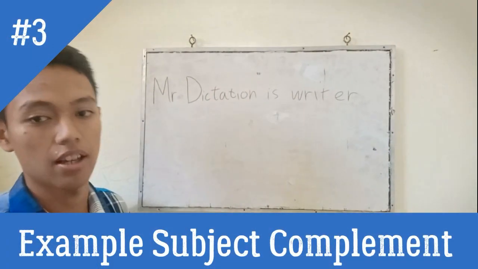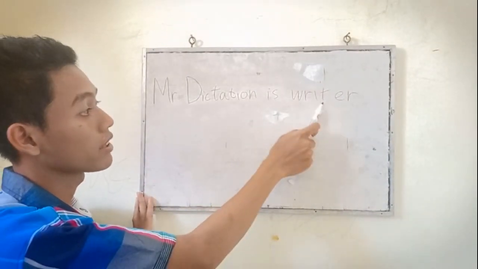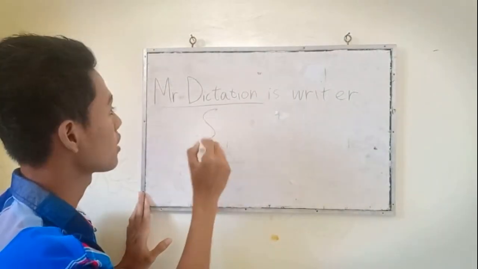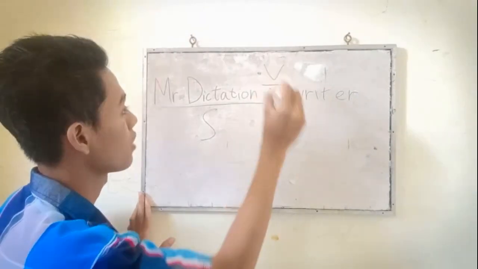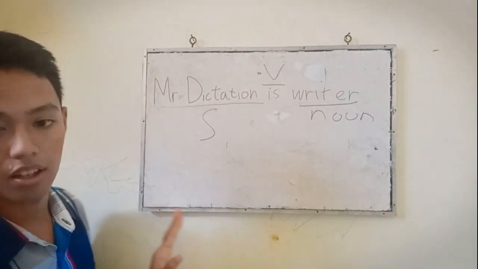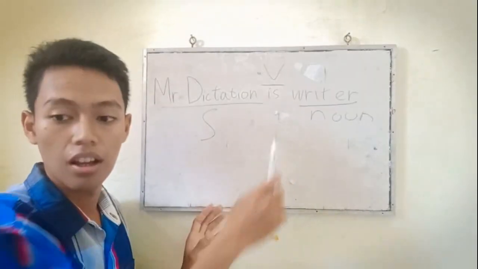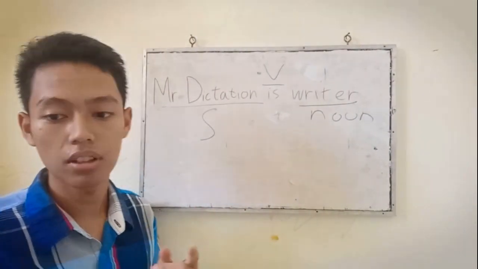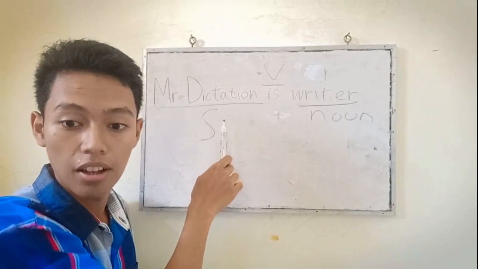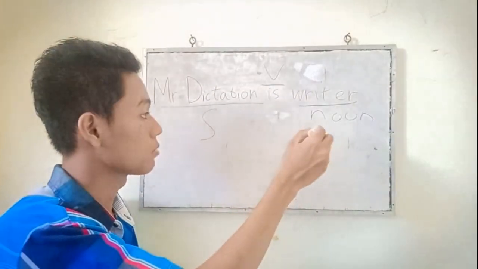Example of subject complement. We can see: Mr. Dicta is a writer. In this case, Mr. Dicta is the subject, is is the verb, and a writer is a noun. In this example, the subject complement is a writer. Do you know the reason? Of course, the answer is because the phrase a writer provides a description of the subject of the sentence, which in this case is Mr. Dicta.